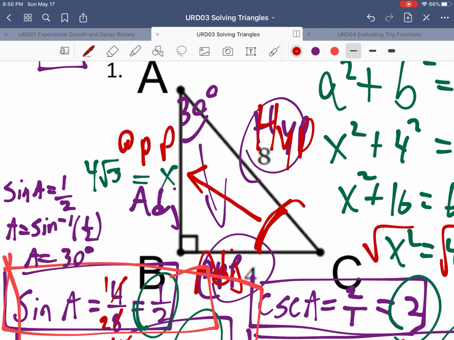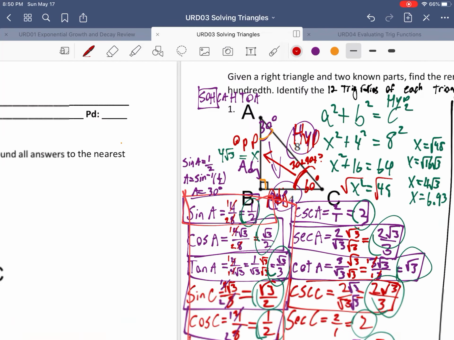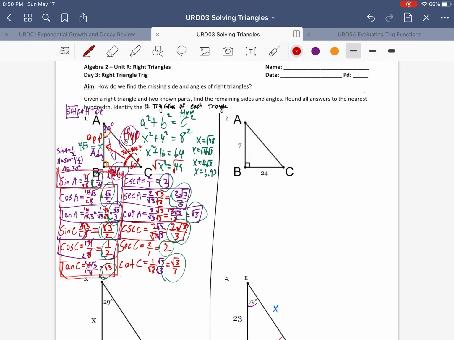Now finding angle C, we can just use the fact that we know what these three angles are. So we have, let me use orange, 30 degrees plus 90 degrees is 120 degrees. And since all three angles have to add up to be 180 degrees in a triangle, 30 plus 90 plus what will make 180? So C has to be 60 degrees. And now we found all the sides, all the angles, and all the trig ratios for all the angles in this problem.